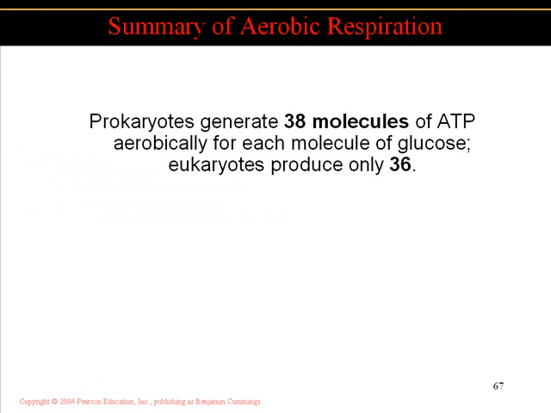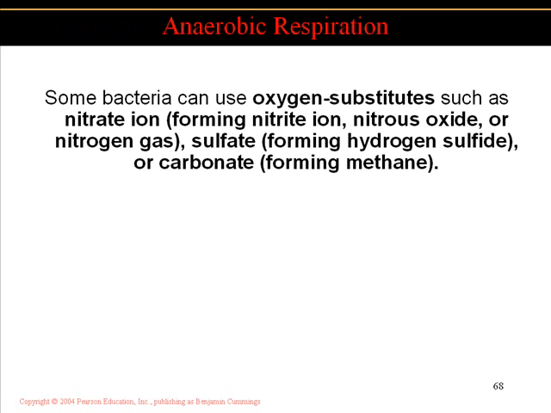So when we talk about aerobic respiration, prokaryotic cells, the more primitive cells, generate about 38 molecules of ATP aerobically for each molecule of glucose. That's significant. Eukaryotic cells produce 36 units of ATP.